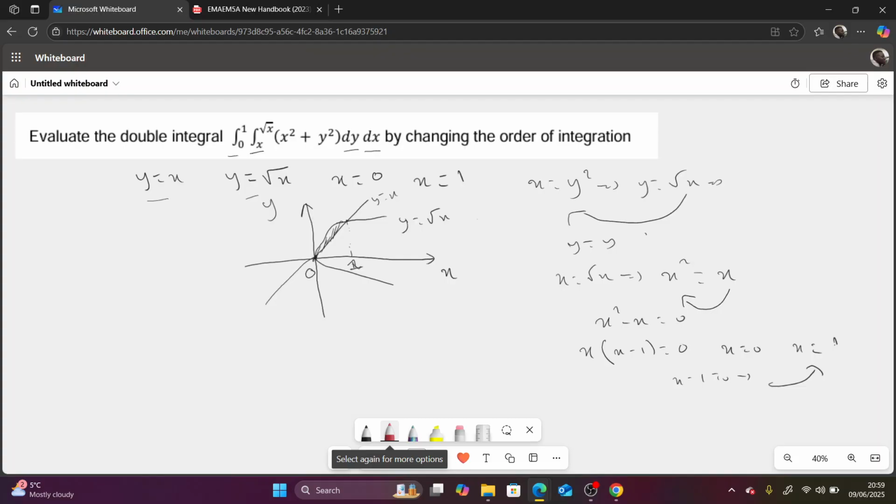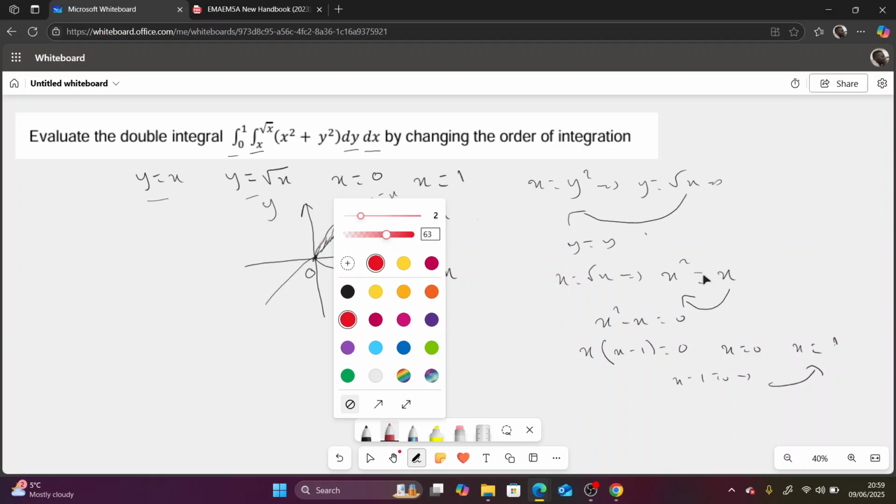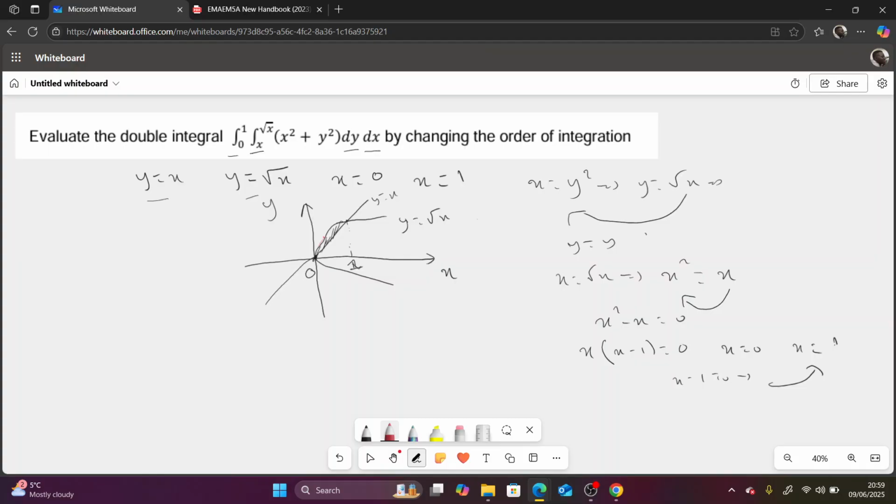As I can see here, y equal root x is on the left, and y equal x is on the right. So you first go from the function on the left to the function on the right. So what does it mean? This is what's going to happen, guys.